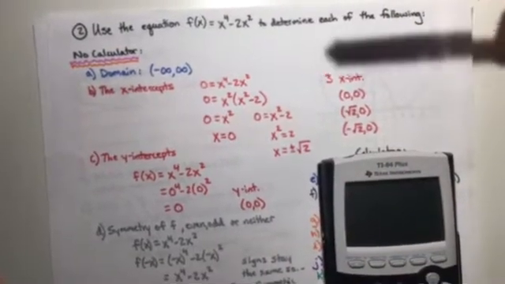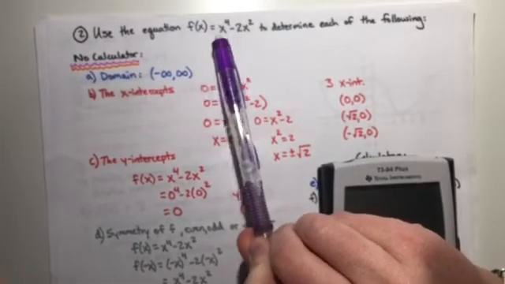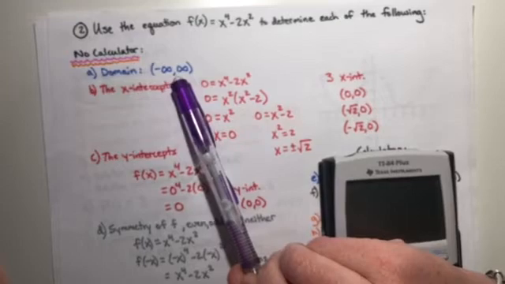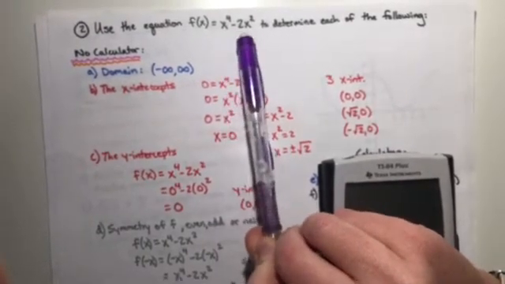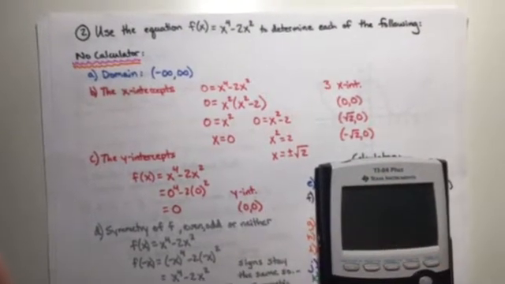So for part A, we're just determining the domain. So our domain for any polynomial would be all real numbers. So we put negative infinity to positive infinity. The reason is there's no limit on what x could equal in this function. So we just need all real numbers represented in interval notation.